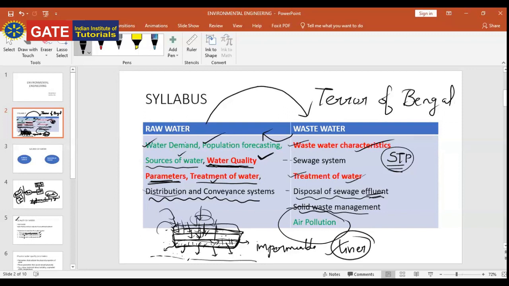We'll be putting layers of soil over it. We'll be putting a good amount of manure, and we'll be growing grasses over it. Then we can use it as playgrounds. We can use it as parks, etc.